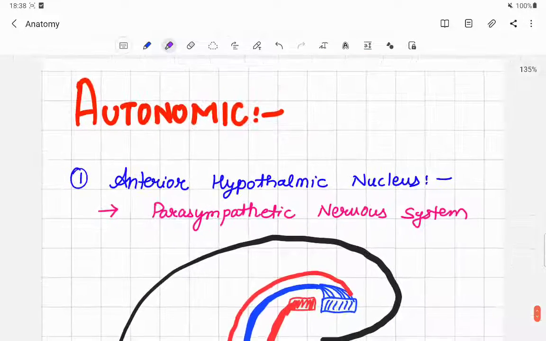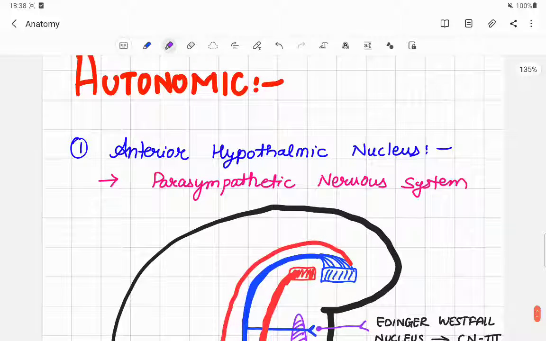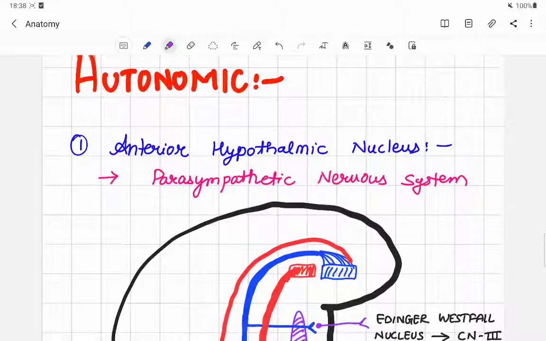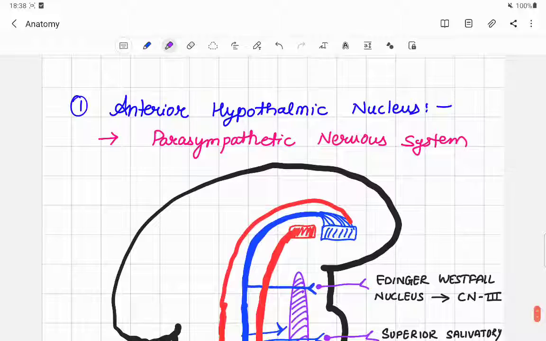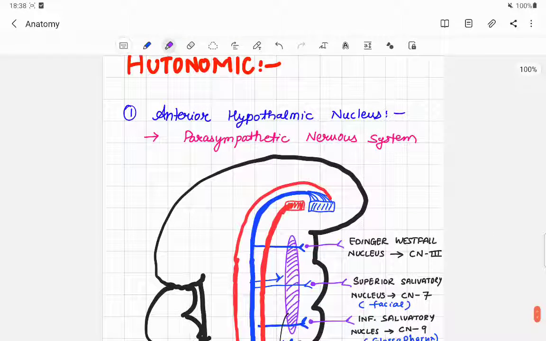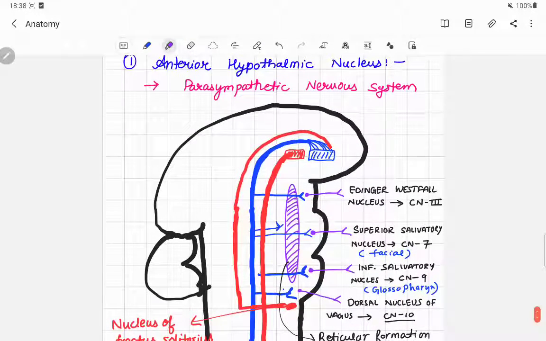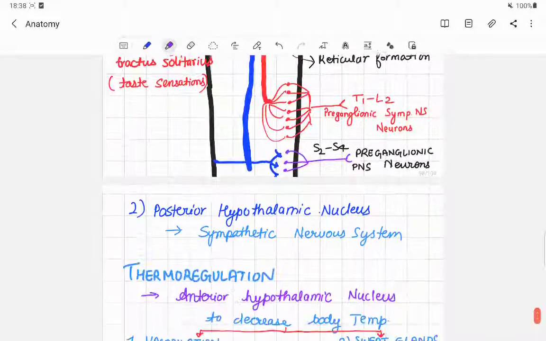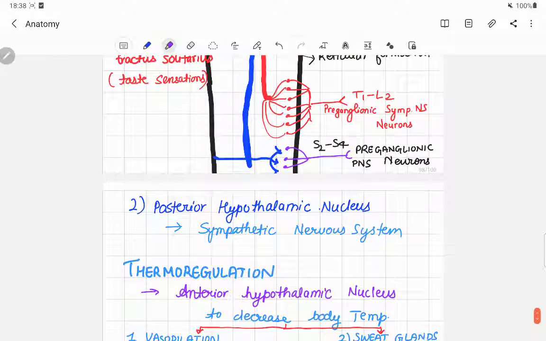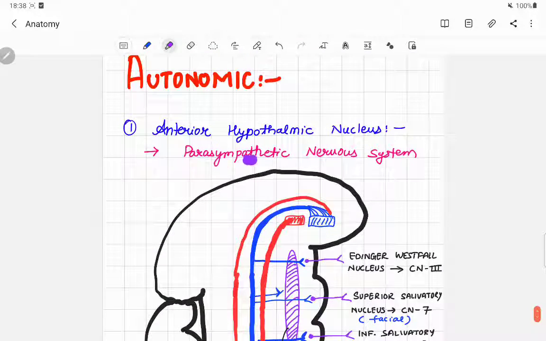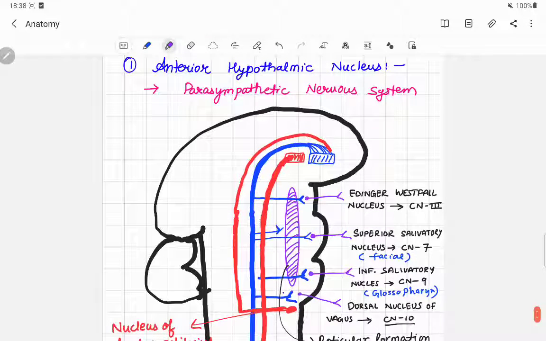Now let us see the autonomic roles, the roles of the hypothalamus in the autonomic system. First of all, there are only two nuclei of the hypothalamus which play an important role in the autonomic nervous system. That is the anterior hypothalamic nucleus and the posterior hypothalamic nucleus. The posterior hypothalamic nucleus stimulates the sympathetic nervous system, and the anterior hypothalamic nucleus stimulates the parasympathetic nervous system. So let us see how.